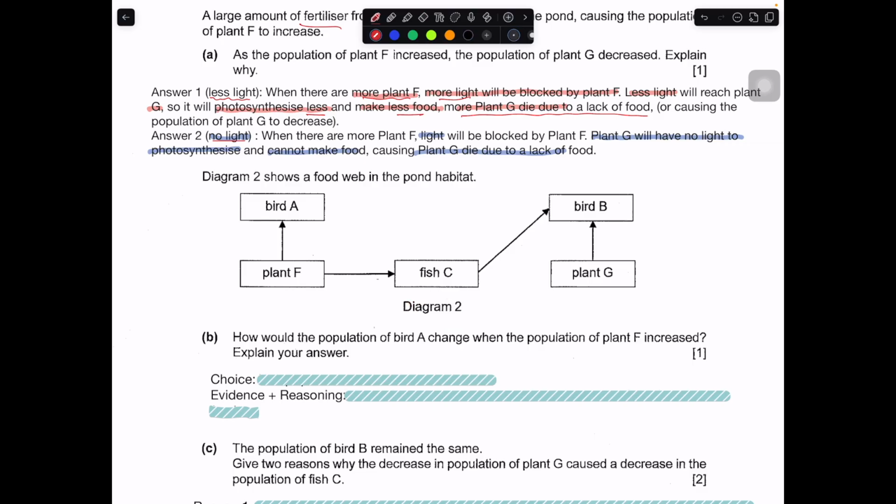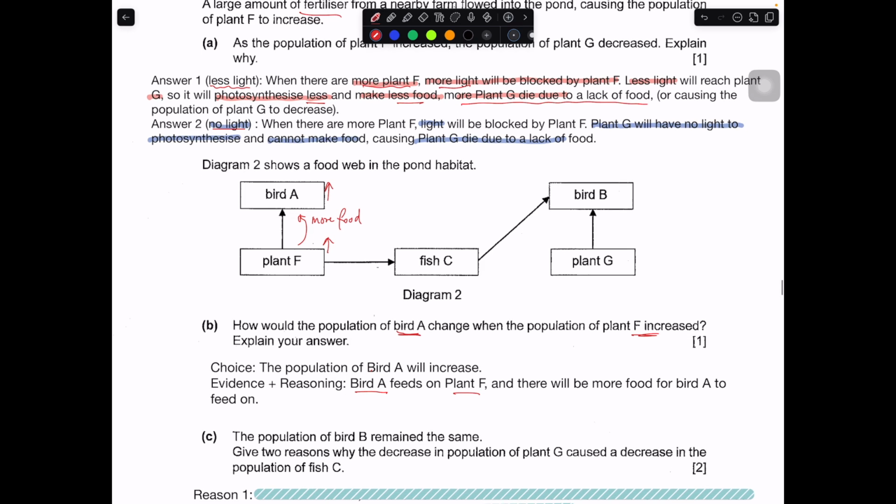In this case they ask how would the population of bird A change if there is a sudden increase of plant F. So when plant F increases, bird A will also increase, because now there is more food for A to feed on. So in this case the population of bird A will increase. The evidence is that bird A will feed on plant F, so there will be more food for bird A to feed on. This one is quite straightforward. Okay, so let me sidetrack a little bit.